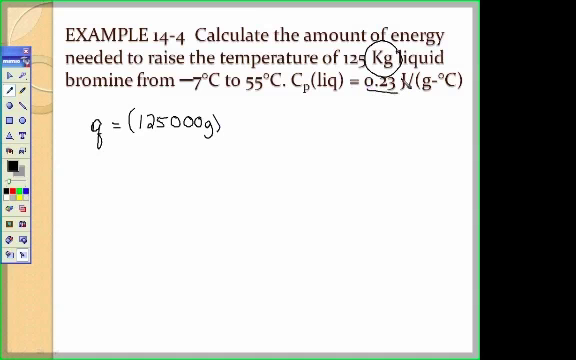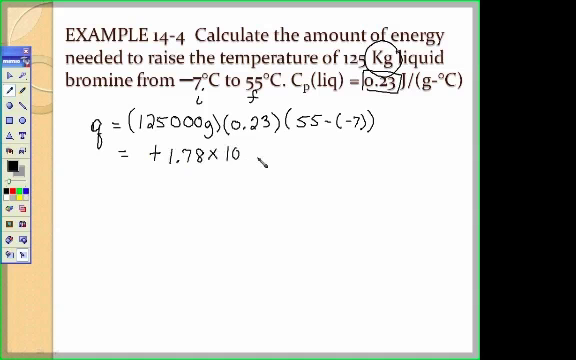Now, the heat capacity value is given. You don't memorize those. Even for water, I don't expect you to know that. And my temperature, my final was 55. My initial was minus 7. So it's 55 minus a negative 7. And if you work that mathematics out, it's plus 1.78 times 10 to the 6th joules.